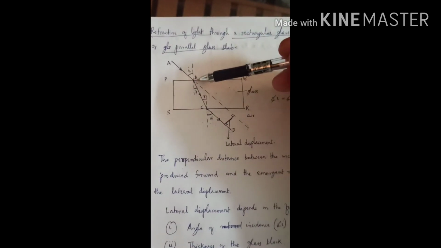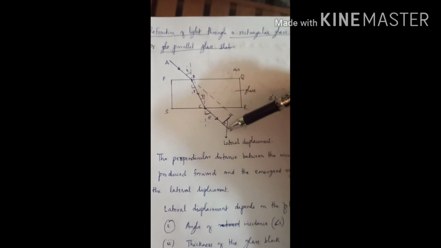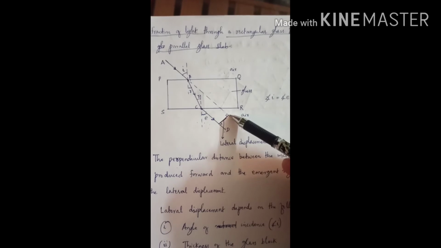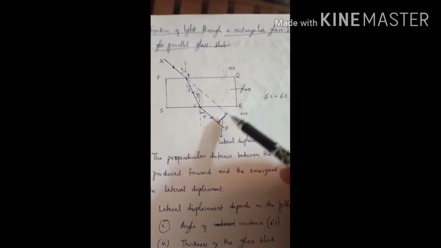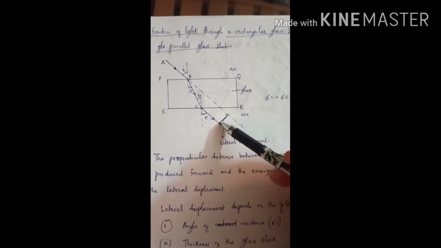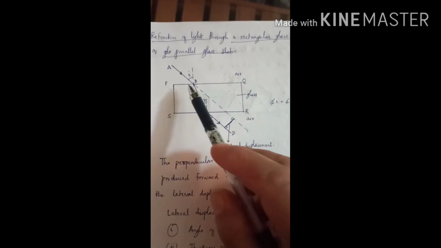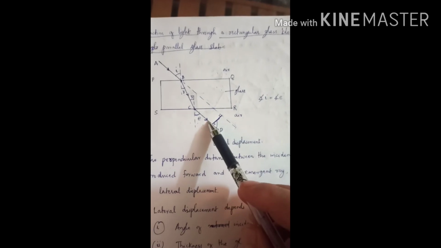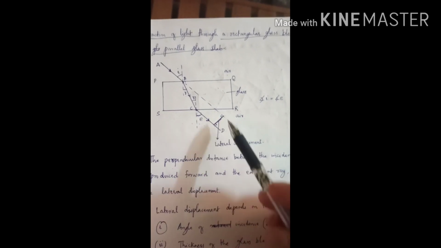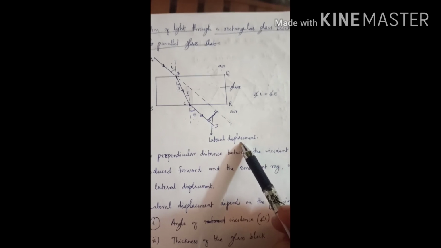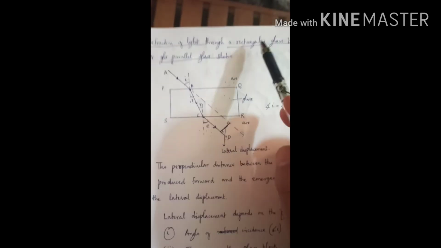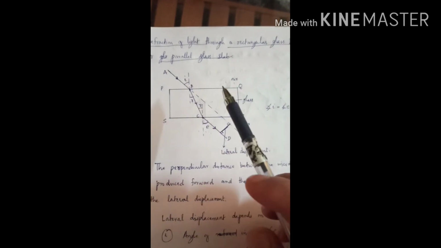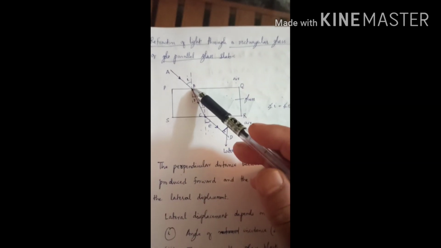But instead of going from here, light comes out like this. That means it is laterally displaced. If you measure this perpendicular distance between the incident ray produced forward and the emergent ray, this perpendicular distance is called lateral displacement. So whenever light passes through a parallel glass block, although refraction takes place at two surfaces, there is no change in the path of light. The angle of deviation is 0.